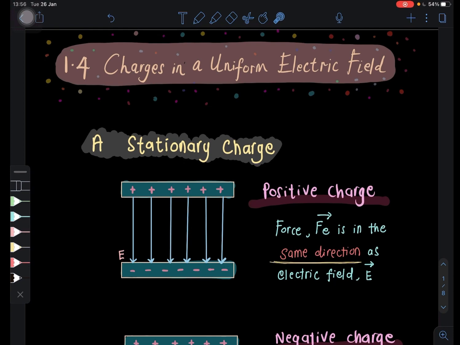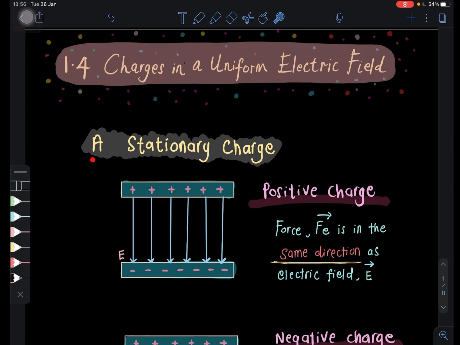Which is 1.4, charges in a uniform electric field. So we are going to look at how charges behave when we put them in a uniform electric field. This uniform electric field exists in a parallel plate of positive and negative. So when we have a positive plate and negative plate, the electric field in between the plates will be uniform. There are 4 cases for this under this subtopic, so we are going to look at it one by one.